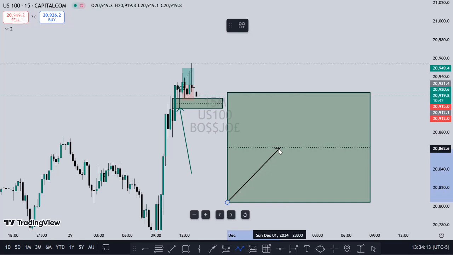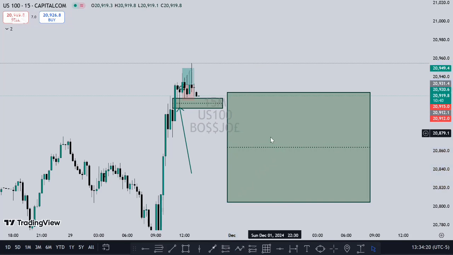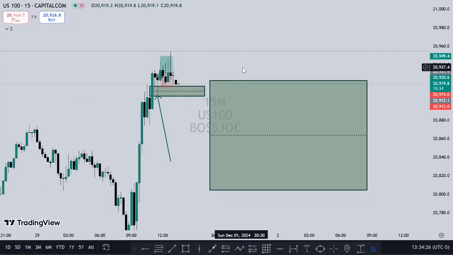Okay. Omar, what is liquidity? Liquidity are orders that are in the market that are yet to be filled. So price may go down there to take out those orders before moving in a certain direction, either up or down. Good. So that's why we have buy side liquidity and sell side liquidity. Do you understand?